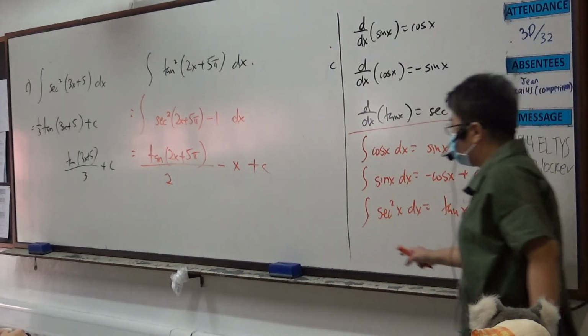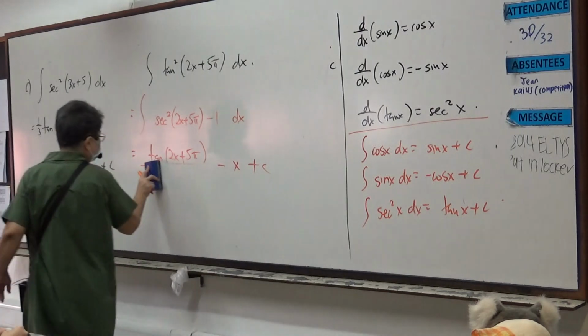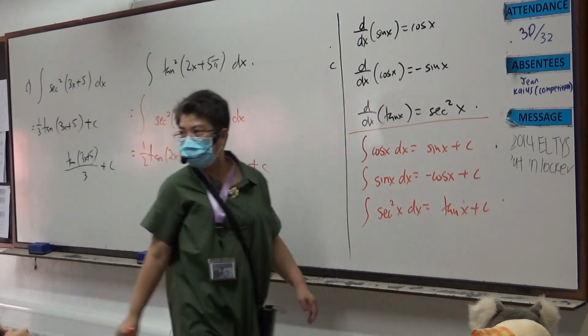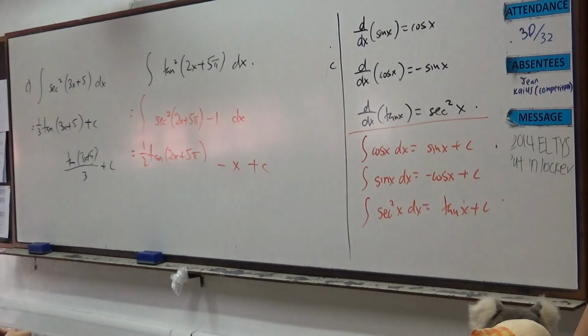Agree? Now, some people will say, oh, very ugly, I don't want to write this. So you just put a half here is also okay. Half of tangent 2x plus 5 pi minus x plus c. Are we okay so far?